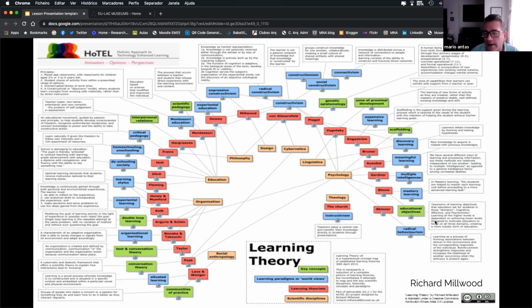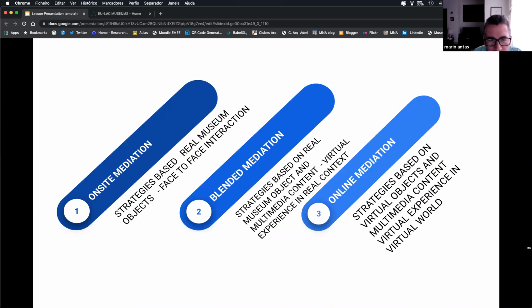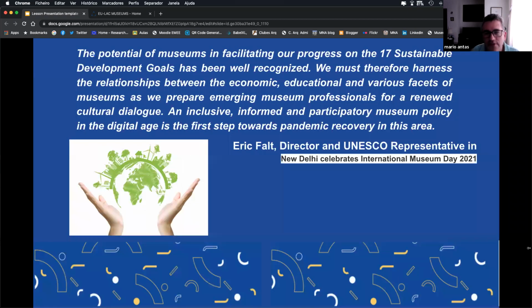And I think the majority of us know the wonderful work by Richard Milhood about the majority of educational theories in the world. Researchers in the world right now are focusing on learning theories in museums, connected with this kind of mediation: online, on-site, and blended mediation. In previous lessons, my colleague Ines Camera talked about learning theories and the role of mediators in museums. Of course, the world is changing and museums are changing.